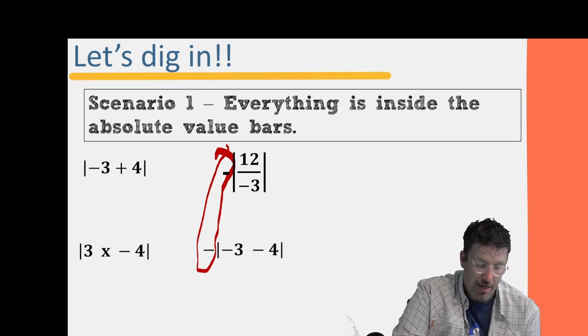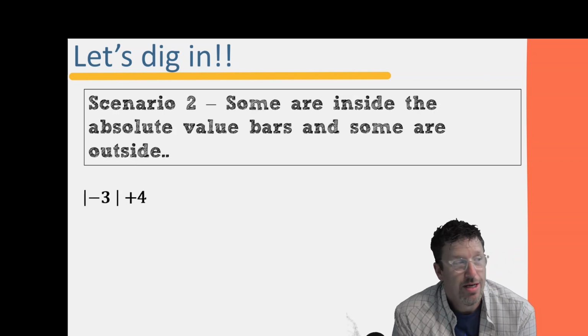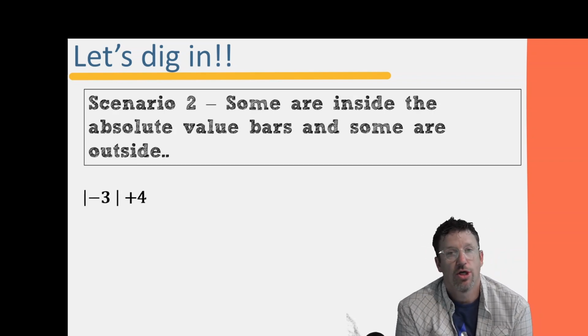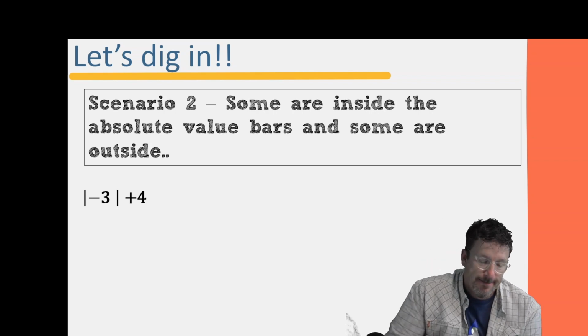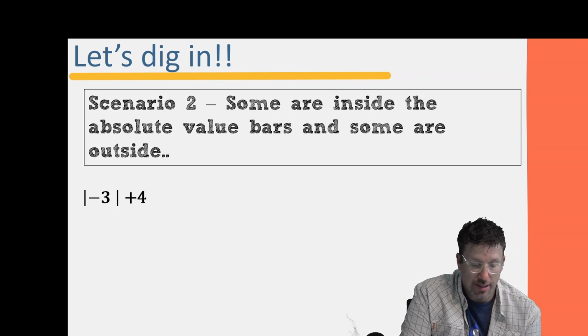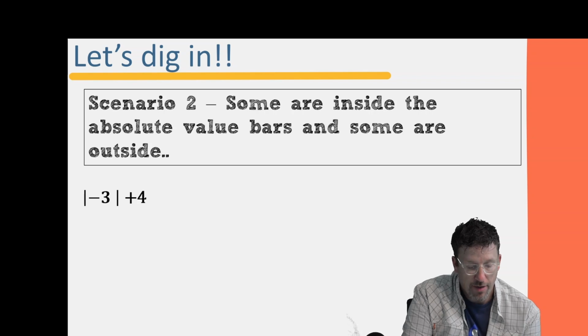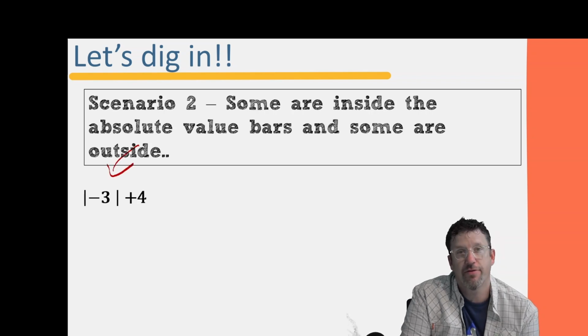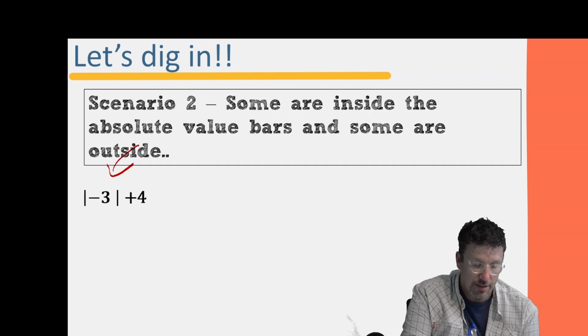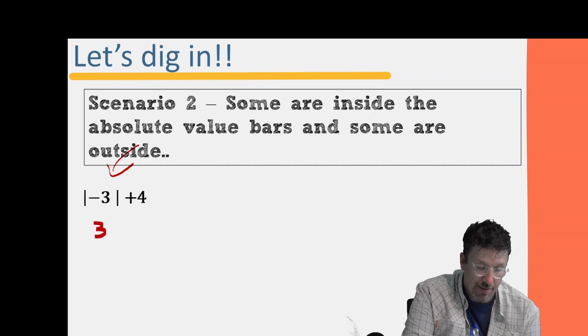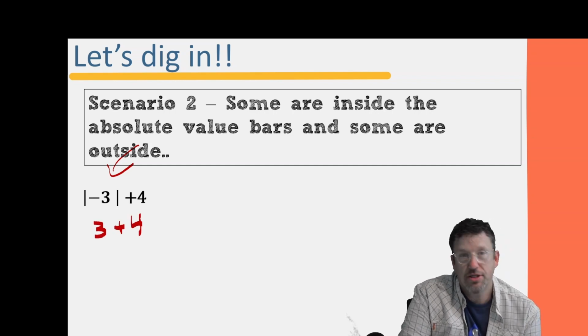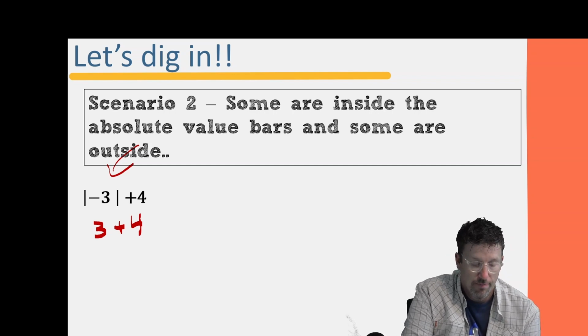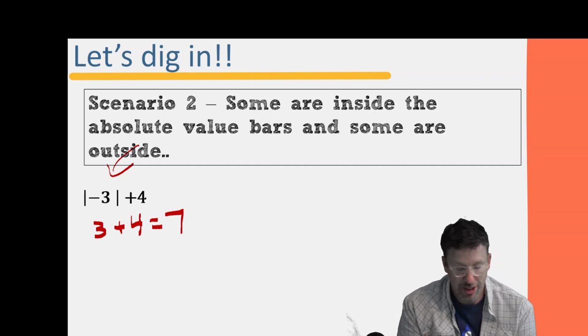All right, let's check out something else. Scenario 2 says we have the absolute value bars on the outside. So some are inside, some are outside. Remember GEMDAS, so we do groupings first. And right here, we need to solve the absolute value of -3. What is the absolute value of -3? Well, it's 3. So I solve it, and then I bring everything else down and just go from there. What's 3 plus 4? It is 7. Good job.